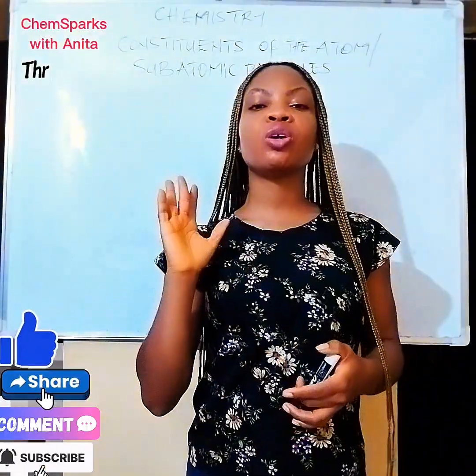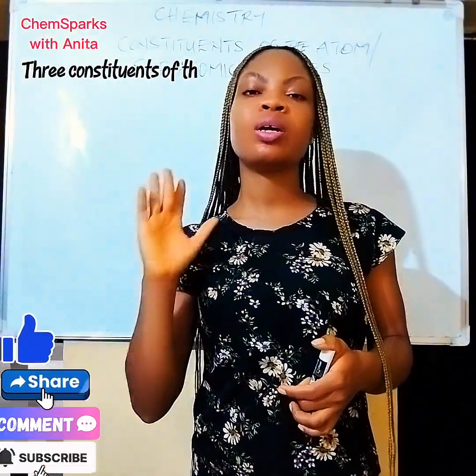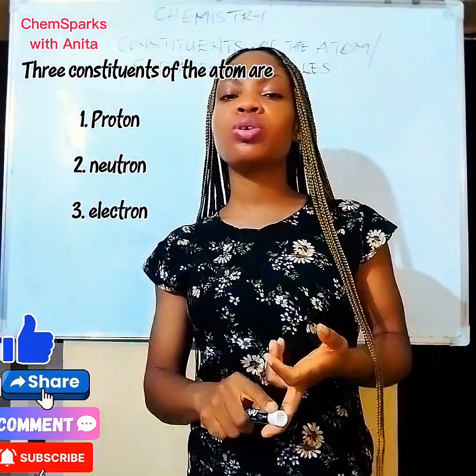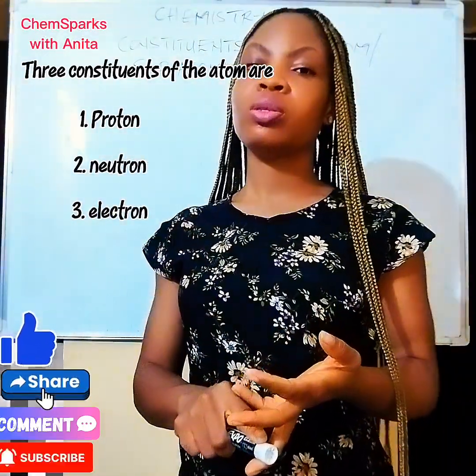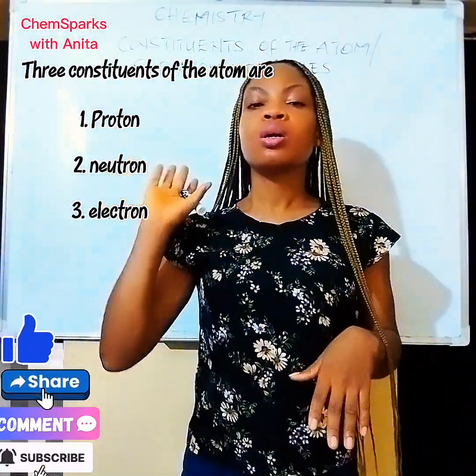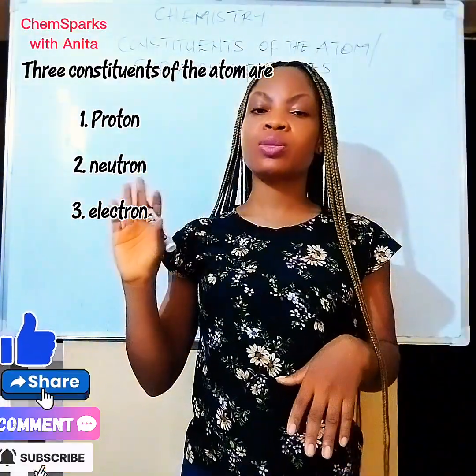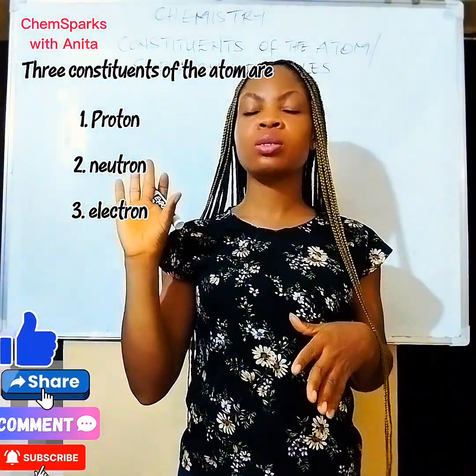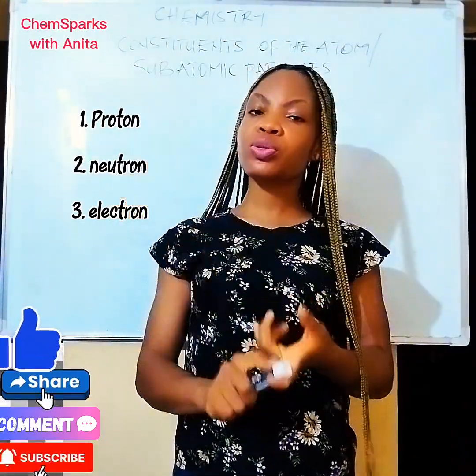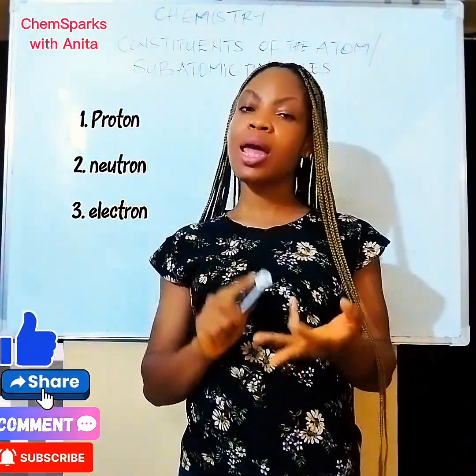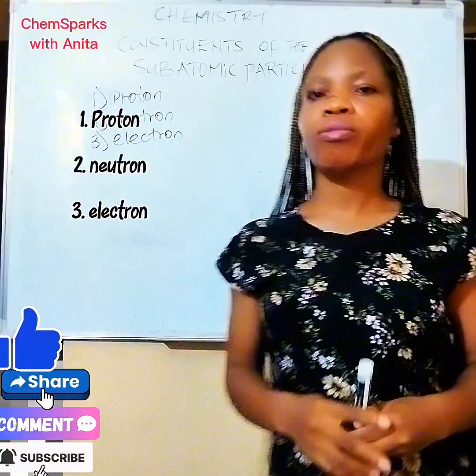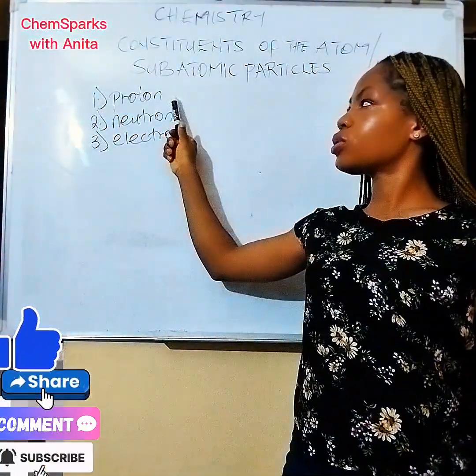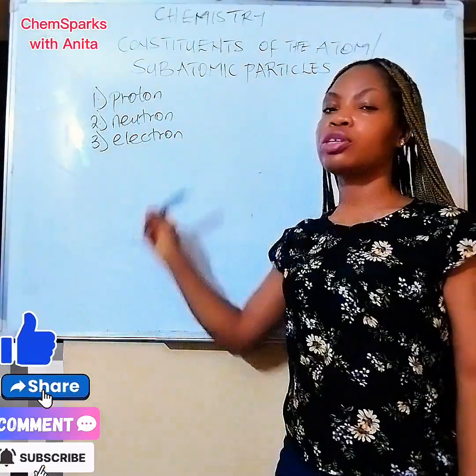And then we have three major constituents that make up the atom. They include the proton, the neutron, and the electron. So, three constituents make up the atom, or you say we have three subatomic particles, okay? And they are proton, neutron, and electron. Let's take that down. We have that on the board, the three subatomic particles, proton, neutron, and electron.